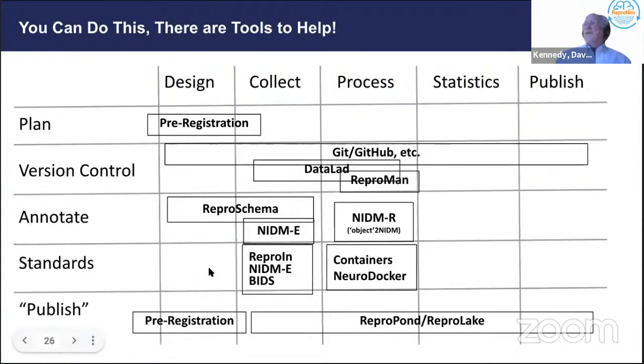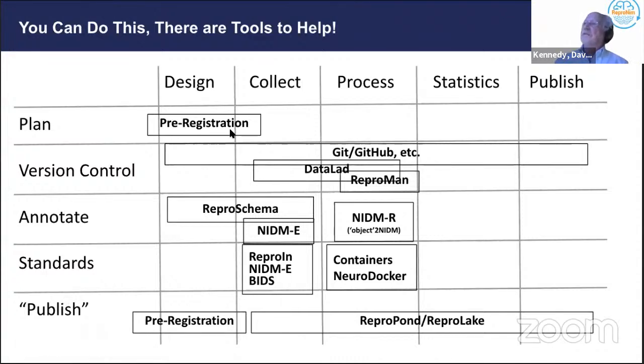This is a horrible slide, but I wanted to... someone taught me never to say a slide is horrible, but no, I did. This is our design, collect, process, statistics, publish phases of the research process. This is that plan, version control, annotate, standards, and publish, the procedural mantra that we want to get.